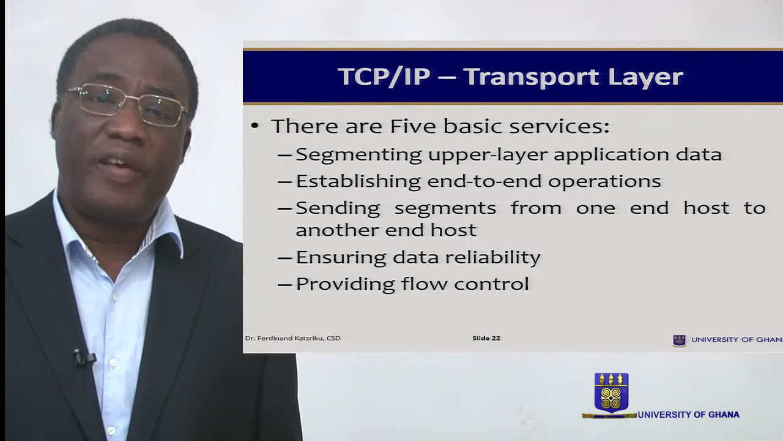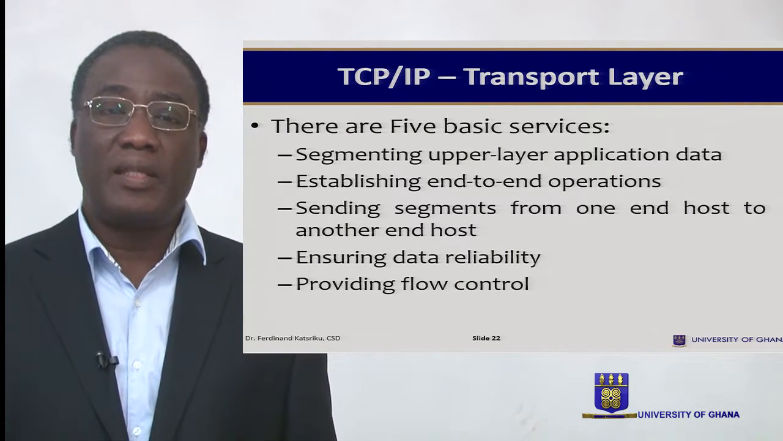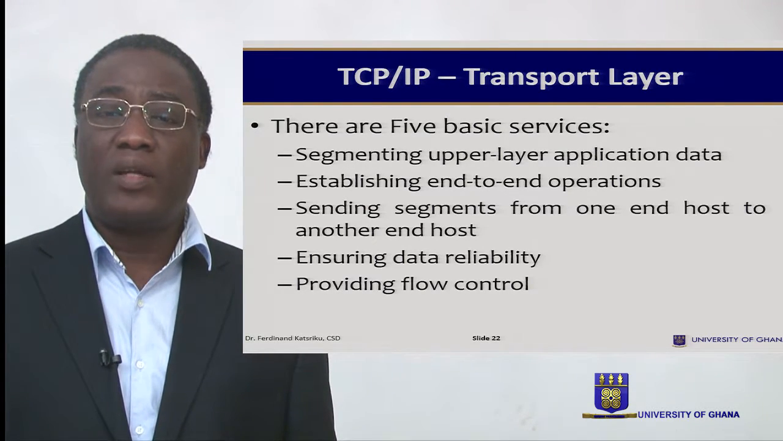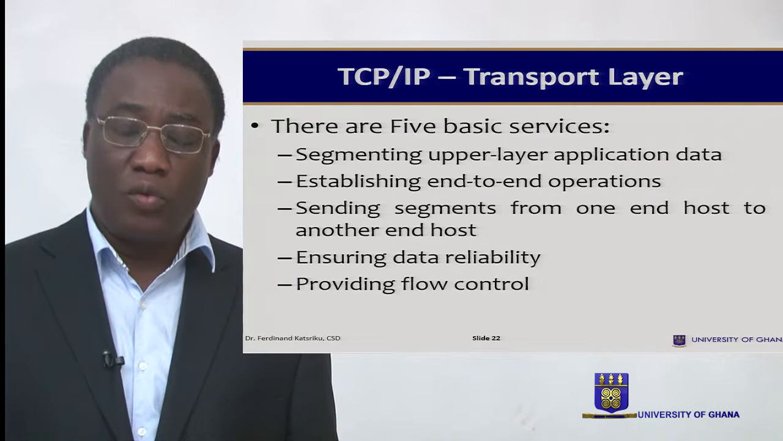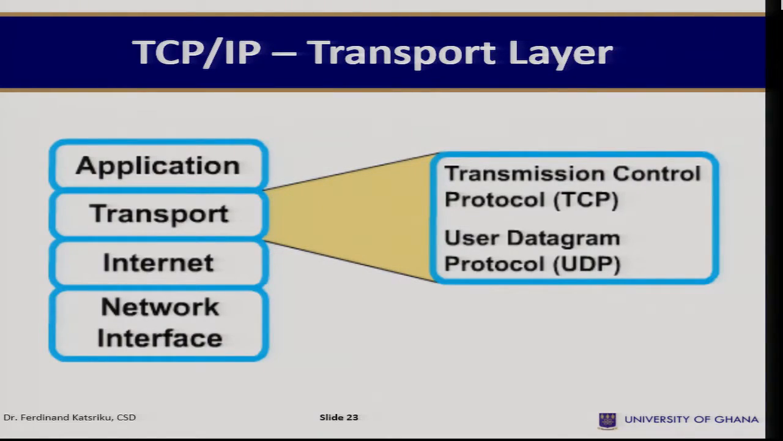Under the transport layer, there are 5 basic services that are offered. It's responsible for segmenting upper layer application data, establishing end-to-end operations, sending segments from one end host to another end host, ensuring data reliability, and providing flow control. So the diagram shows you what happens at the transport layer. You have the 2 basic things: the transmission control protocol, the TCP, and the user data protocol are resident or are under the transport layer.